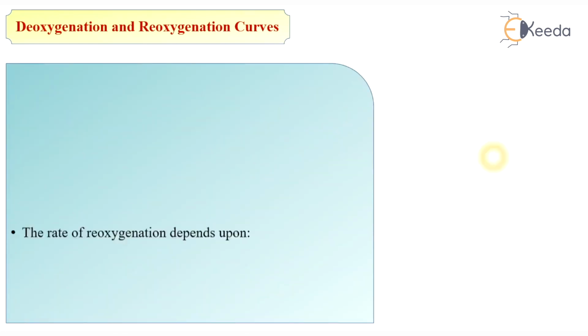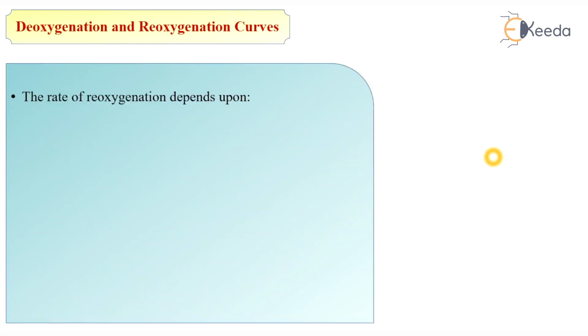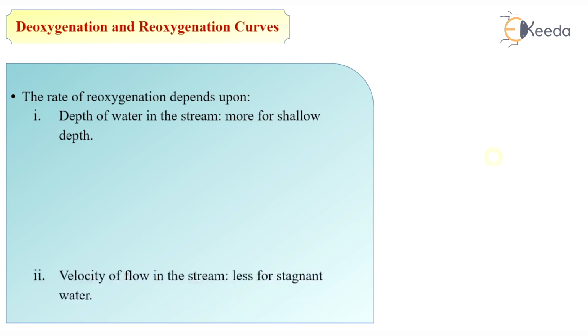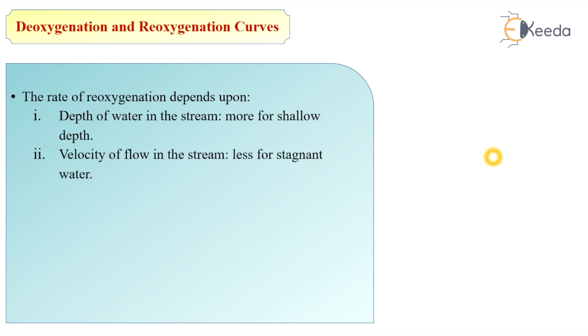So what are the factors that affect the reoxygenation curve? The rate of reoxygenation depends on the following factors. First is the depth of water in the stream, more for shallow depth. So reoxygenation is more in shallow ponds or lakes. Second is the velocity of flow in the stream, less for stagnant water. For stagnant water, the velocity of water is less, so the oxygenation is reduced or recirculation of oxygen is minimum. So again, the reoxygenation rate depends on velocity.